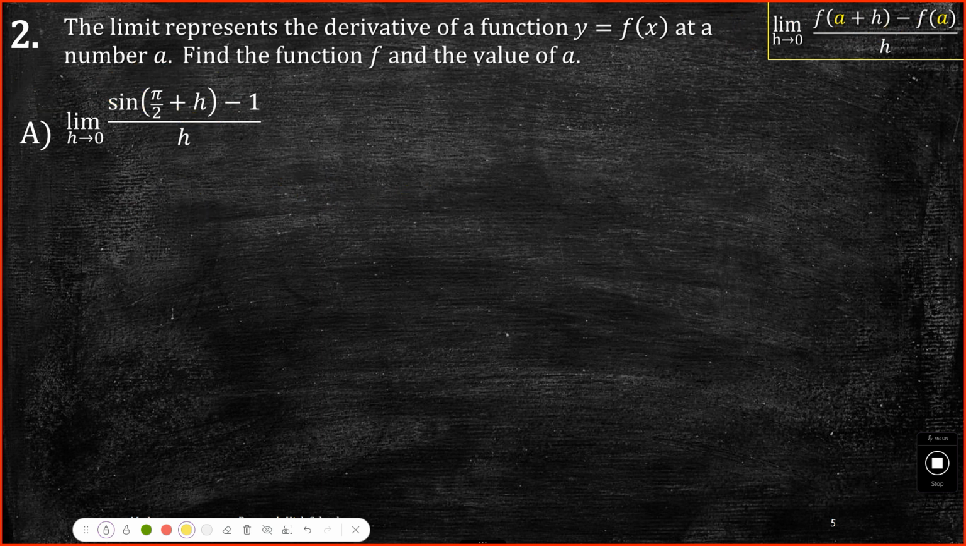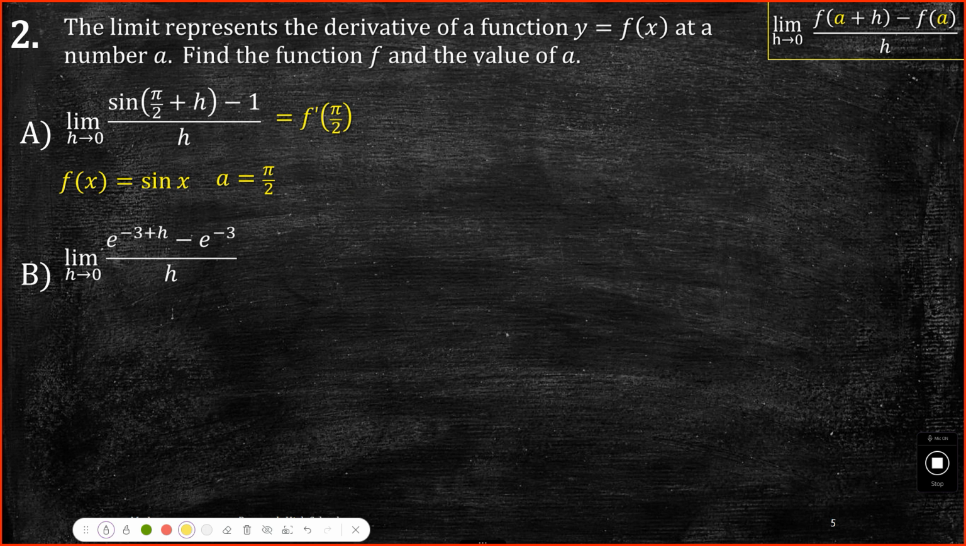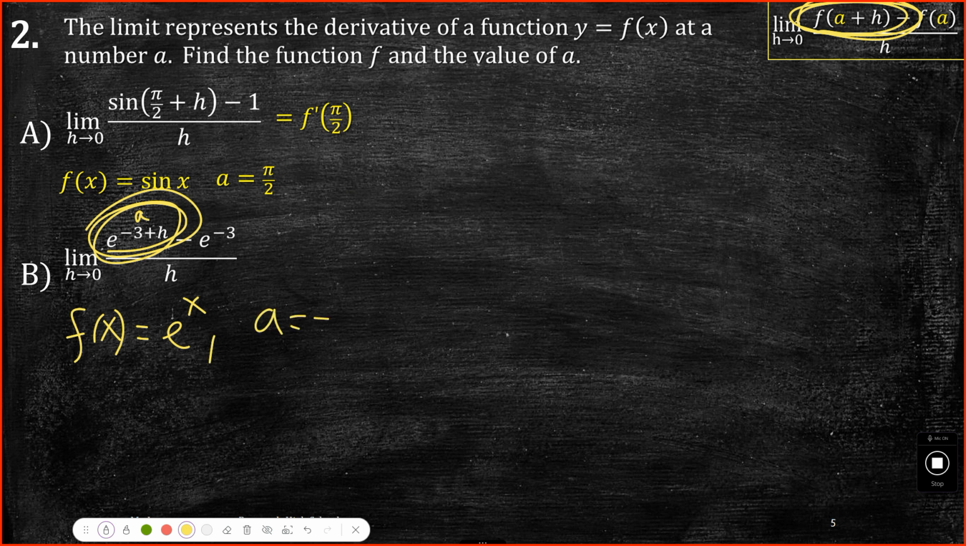And it's the derivative at pi by 2 of the function sine x. How can we do this one? Basically, you have to go back to looking at this again. So the function has to be e to the x, where the a is this value. So the function has to be f of x equals e to the x, the exponential function, where a is equal to -3.